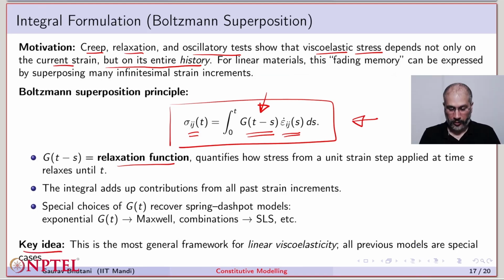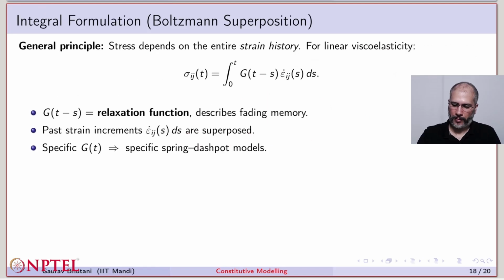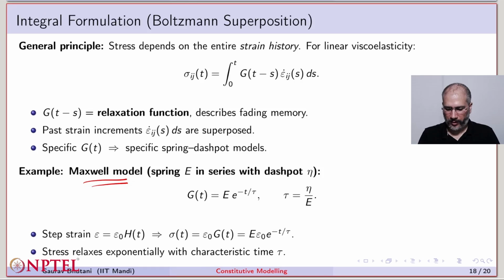So the key idea, which is very important here, is that this is the most general way to express our sigma for linear viscoelastic materials. So whatever models we have discussed in linear viscoelastic materials will result in a response like this. So let's take an example. For a Maxwell model, for example, we see that the Green function or the relaxation function is capital E times e to the power of minus t by tau, where tau is called the relaxation time or the time constant.